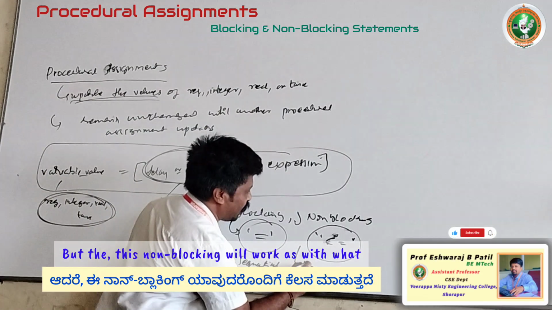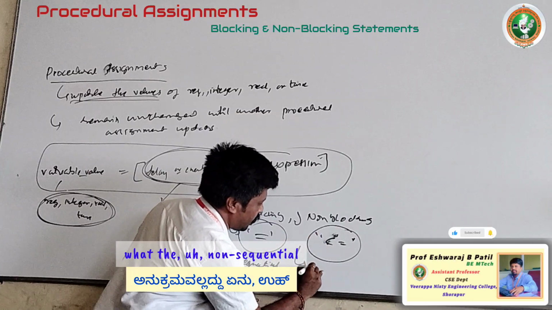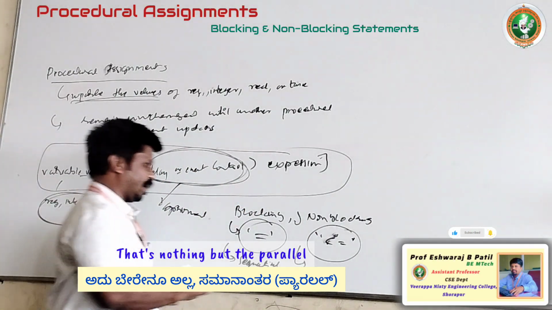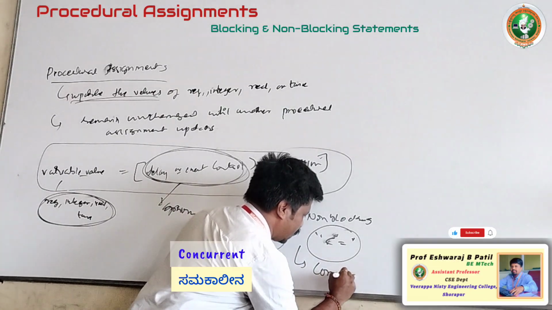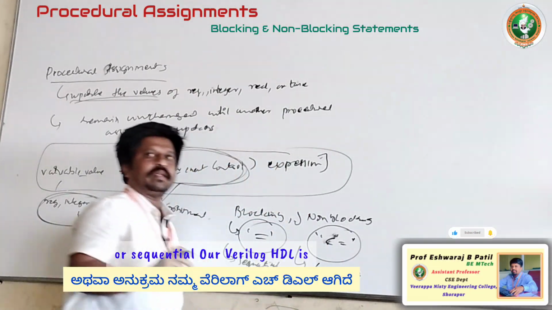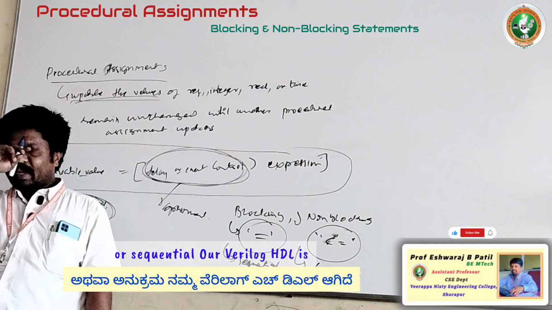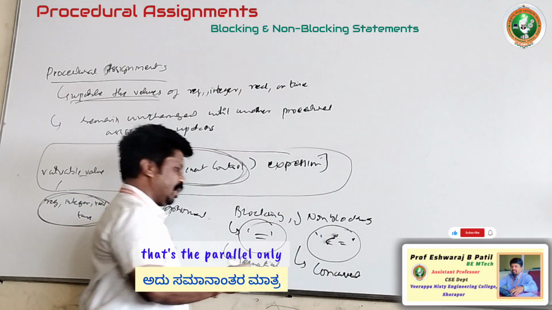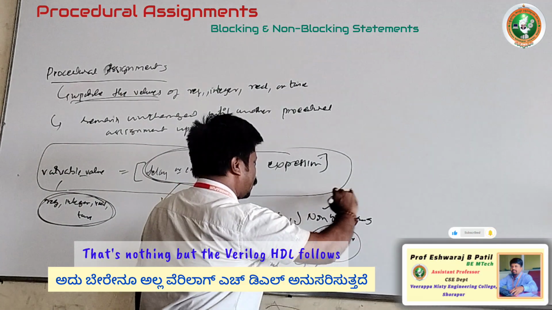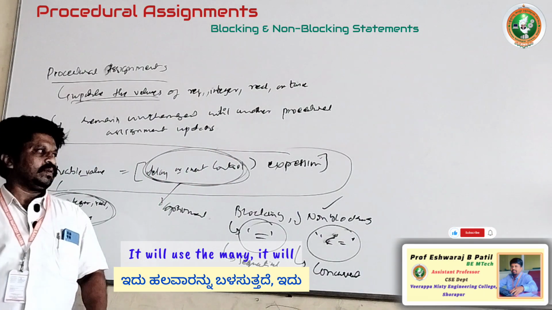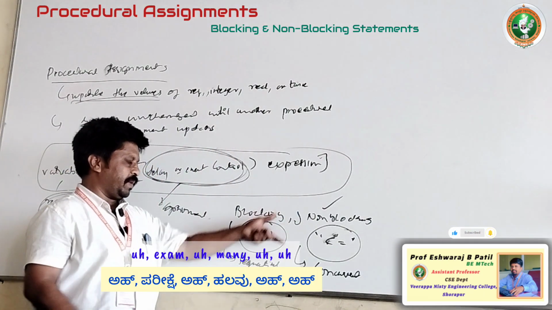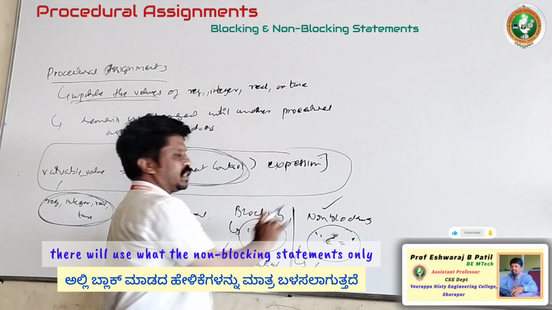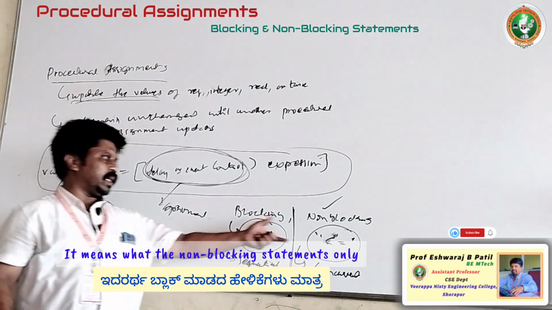But non-blocking will work as non-sequential, that is concurrent or parallel. Our programming is concurrent or sequential. Our Verilog HDL is concurrent and parallel. That's nothing but Verilog HDL follows non-blocking statements. In much of the programming writing, it will use non-blocking statements only.